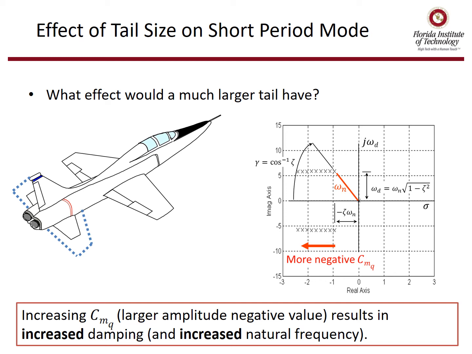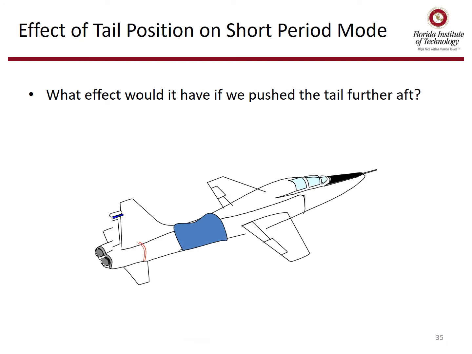And what does that mean on the S-plane? It just means that those values of S, or the poles, are going to start drifting left. So more negative Cmq. Another way in design to increase the effective damping is to actually move the tail further aft. In other words, increase the moment arm.